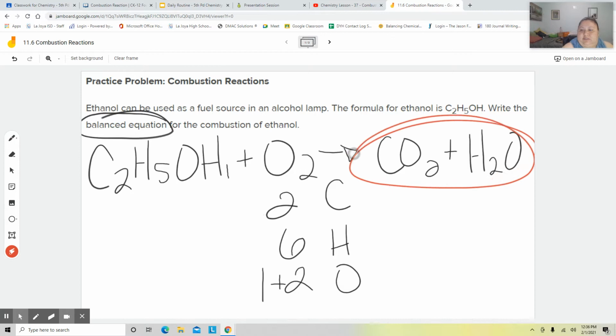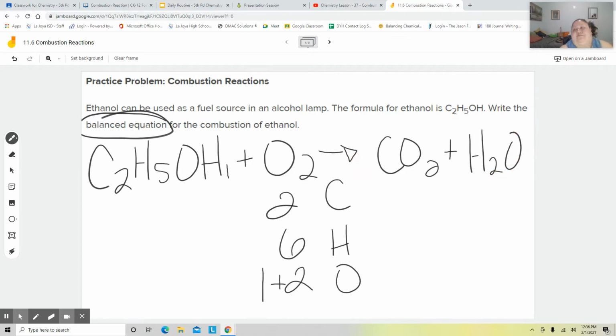Carbons, hydrogens, and oxygens. How many on the right side? Carbon 1. Hydrogen? 2. Oxygen? 2 plus 1. Yes, very good.